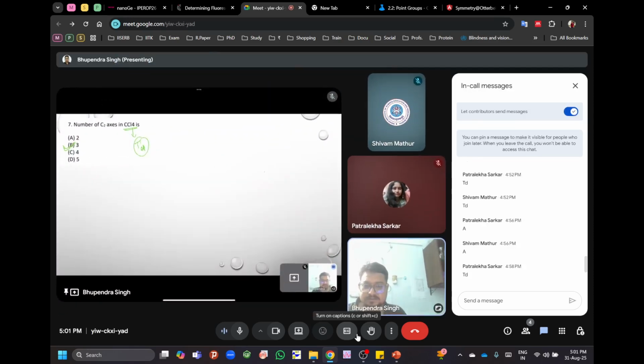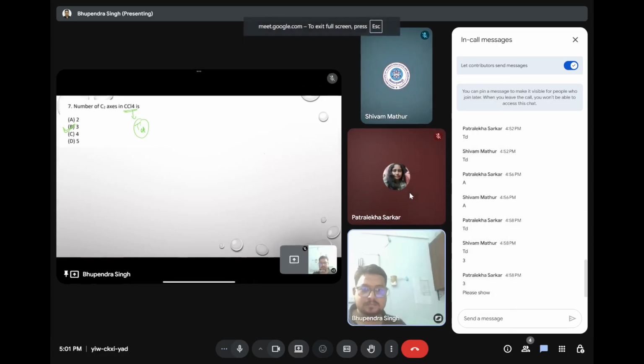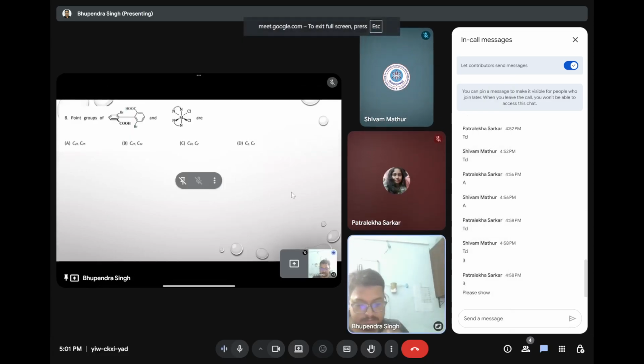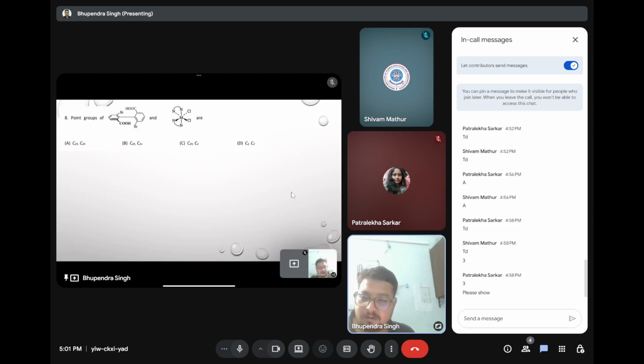So three C2 axes are present. Okay, next question. Point group of these two. So first try to solve this question by eliminating the options. Then it will be easier to find the answer of this question.